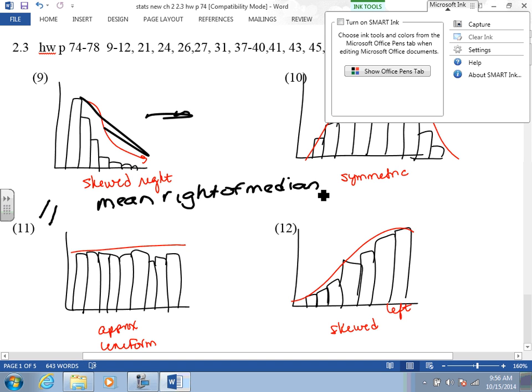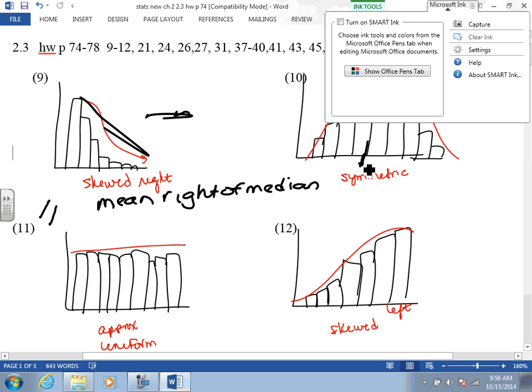So the mean is to the right of the median. When it's skewed to the right, you have to know this. Okay? In a symmetric graph, your mean, your median, and your mode fall in the middle.